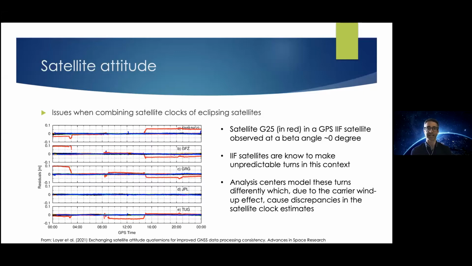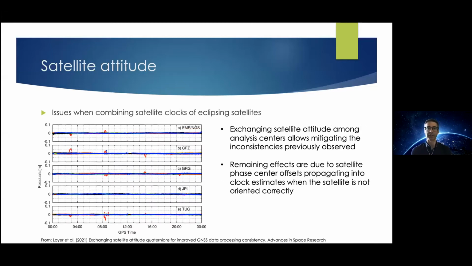But if we have access to the attitude that was used by each analysis center when they computed their satellite clock corrections, then we're able to apply a correction to mitigate these inconsistencies. Now you'll see that there are still some remaining effects that are due here to the satellite phase center offsets that are propagating to the clock estimates when the satellite is not oriented correctly. But there's currently no way to remove these remaining inconsistencies. The only way would be to have all analysis centers use the same attitude, which from my understanding is currently not possible given constraints on some of the force modeling for the orbits.